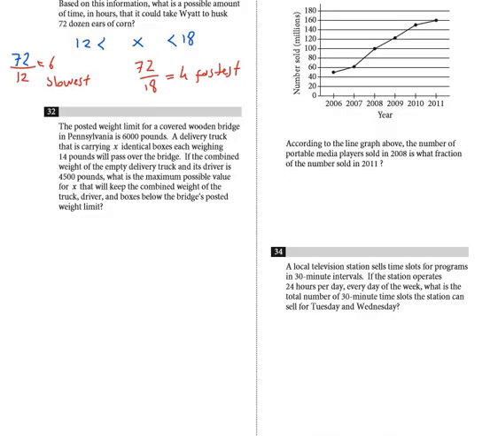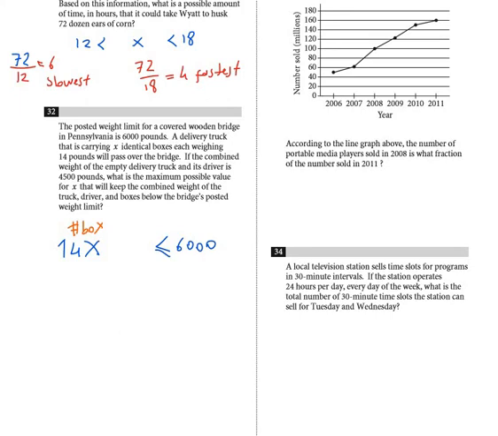Question number 32. The posted weight limit for a covered wooden bridge in Pennsylvania is 6,000 pounds. This means I can carry on the bridge a maximum of 6,000 pounds. So whatever I carry on this bridge cannot exceed 6,000 pounds. Everything else has to be less than or equal to 6,000. A delivery truck that is carrying x identical boxes. So x is representing the number of boxes, each weighing 14 pounds. So 14x.